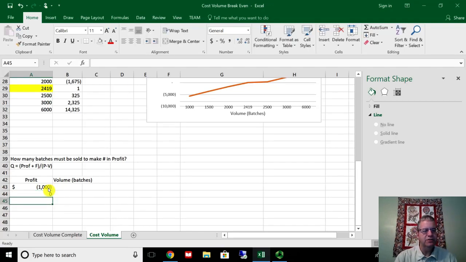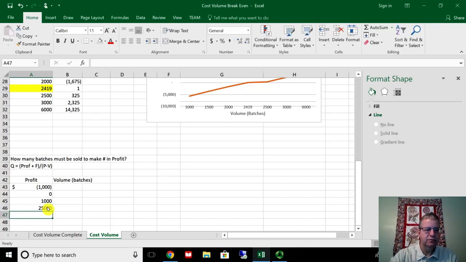Then I'm going to check that break-even point. I want to know how many batches do we have to make in order to cover our cost exactly. And we should know the answer. If everything works right, this has got to come up to something like 2419 batches. And then let's start looking at, well, what if times are better? What if we make 1,000? How many batches do we have to make and sell in order to make $1,000 worth of profit?